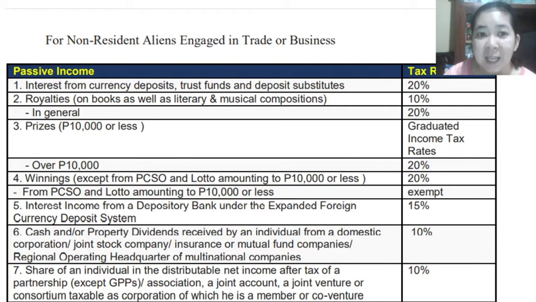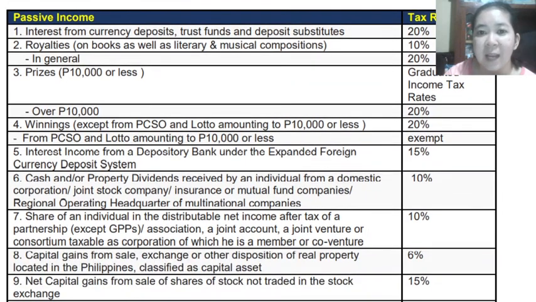For prizes, the same rate also with the first table that we discussed earlier. So if the prize is 10,000 or less, we will use the graduated income tax rate. And if that's over 10,000, that's subject to 20% final tax. For winnings also, the same except for PCSO and Lotto. Okay, if that is 10,000 or less, then 20%.